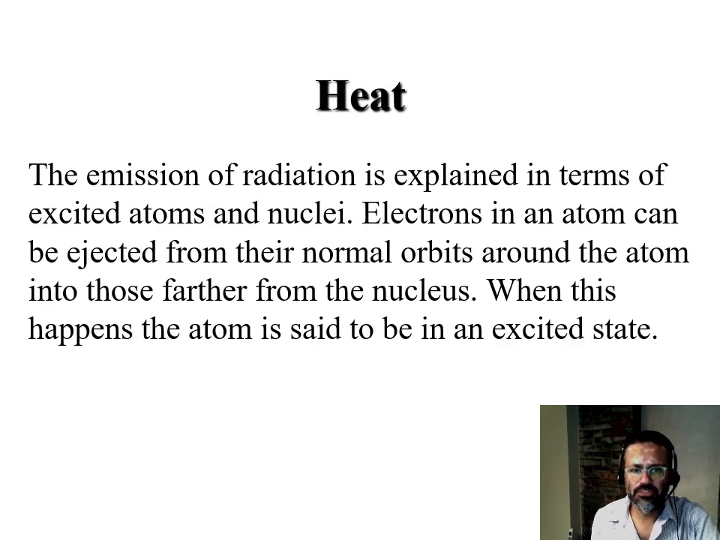So the best way to explain this is in terms of excited atoms and the nuclei. Electrons in an atom can be ejected from their normal orbits around the atom into those further away. And when this happens, the atom is said to be in an excited state. So let's look into that a little bit more.